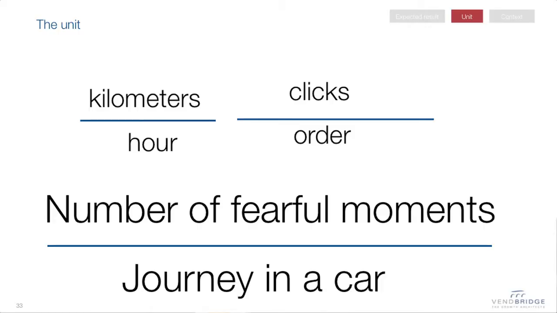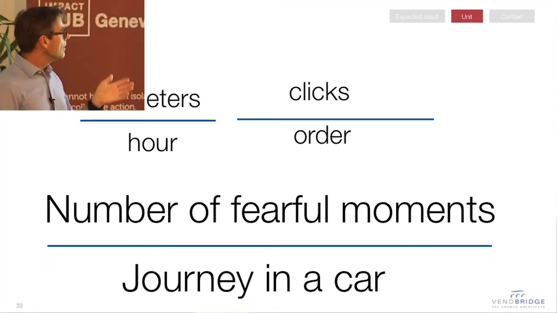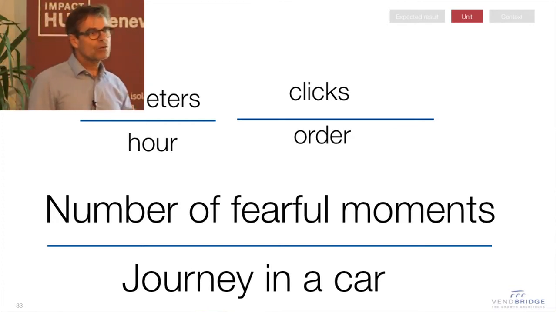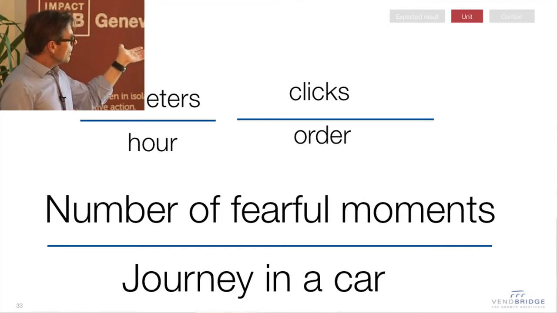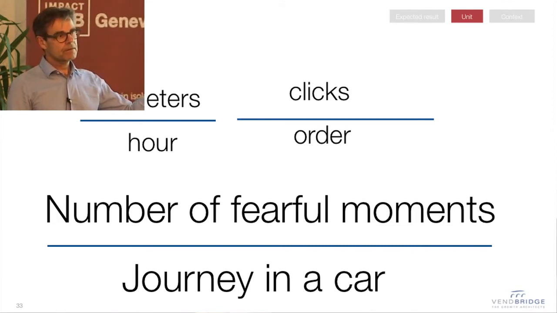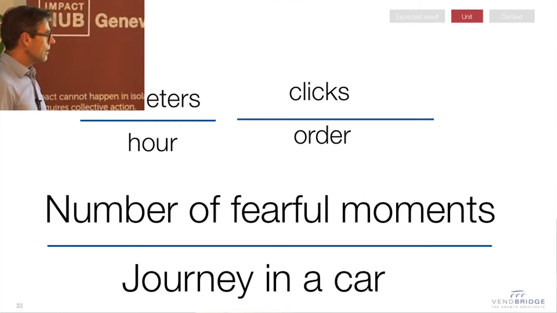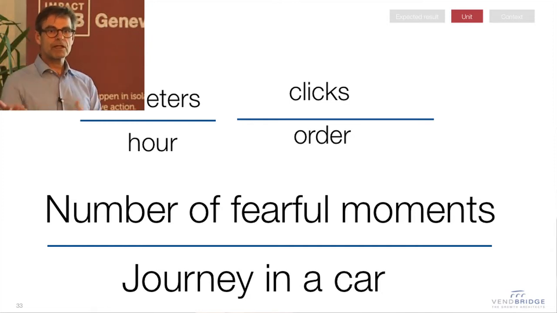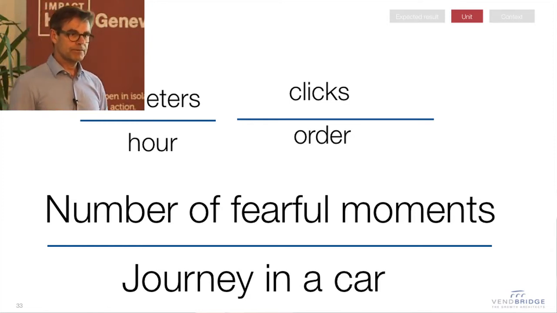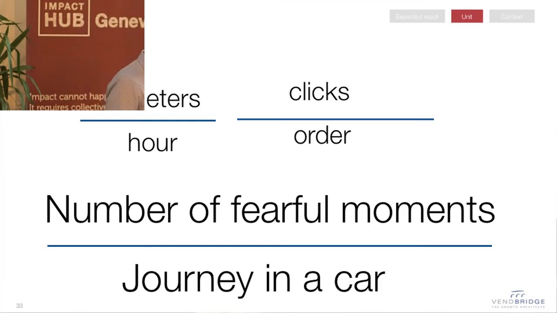Just about the units, you know units, kilometers per hour. To drive a car, kilometers per hour, that's a unit. How fast? You can rephrase that as: it takes as little time as possible until you arrive. Clicks per order, that's a known metric in software. But you can also say number of fearful moments when you drive in a car. These moments of fear happen, and the context can be different when you drive yourself, when it's raining, or when you are a passenger. So you have to be creative with the units, but it works, and that's how it's judged.